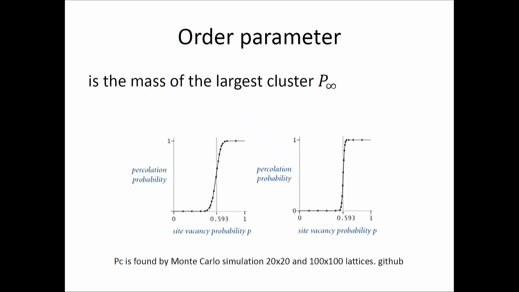So, the order parameter. I need a parameter which changes at the point of percolation, probably at the point of critical percolation, from 0 to 1. So on this side, I have a global cluster. Below it, I don't have a global cluster. And you can do a computer simulation, and on a very small lattice, 20 by 20, you will see this change over.